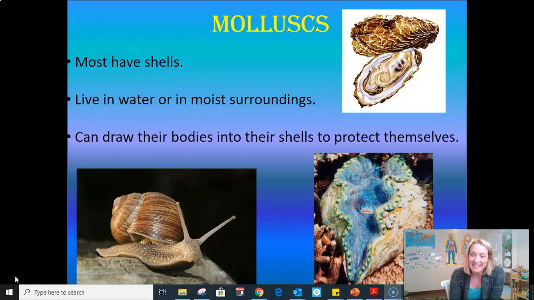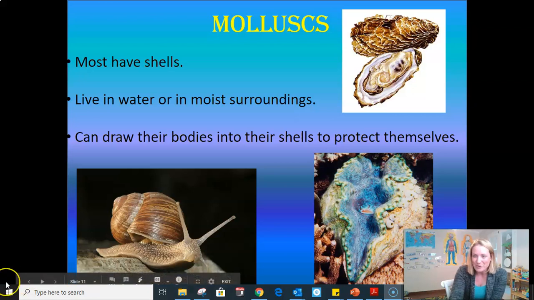So we move on to the next class of invertebrates, and those are our mollusks. Mollusks are creatures such as oysters and mussels, snails, and even slugs, the slimy little things. They mostly have shells, but not always. They live in water or moist surroundings, and they can draw their bodies into their shells to protect themselves if they see danger coming. Now, we've had a couple of days of rain here in Cape Town, and often I'll go out into my garden in the morning, and I'll let my dog out, and I'll find lots of snail or slug trails, the silvery little trails that catch the light in the morning, that tells me that they have been out and about with the moist weather.